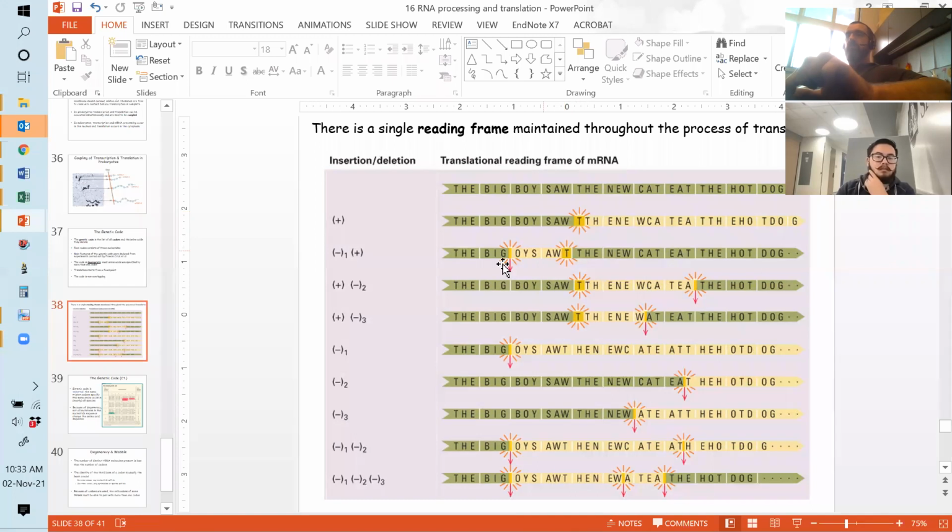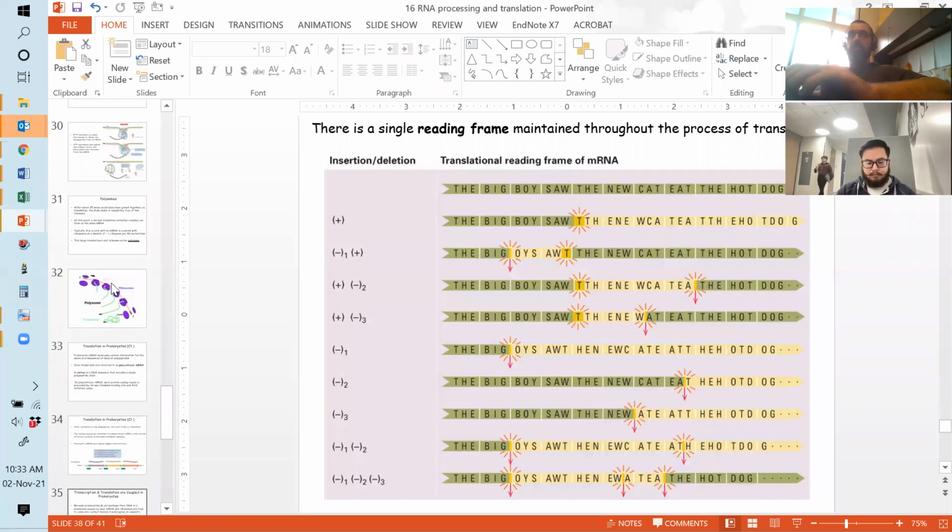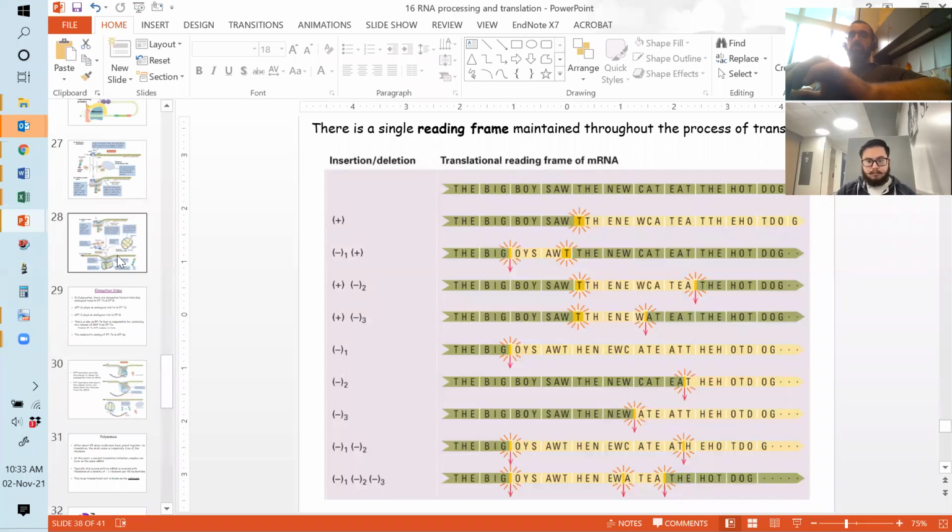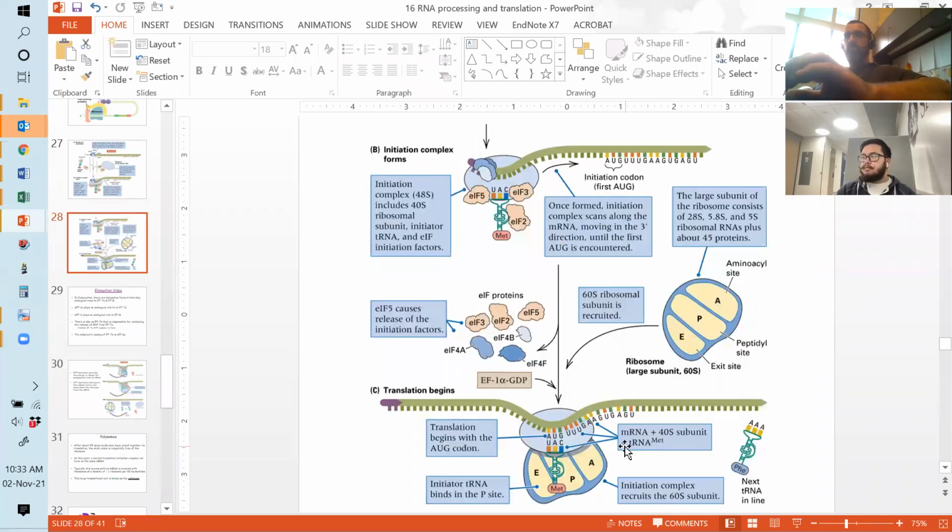So if you mess around with the reading frame, typically what you get at the very least is a different protein, right? You'll end up with a different sequence of polypeptides. And that's bad, right? So you're going to generate a protein which makes no sense. It's called nonsense, actually. It's a nonsense mutation.